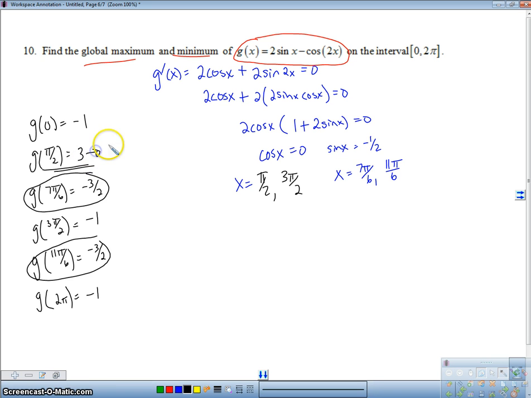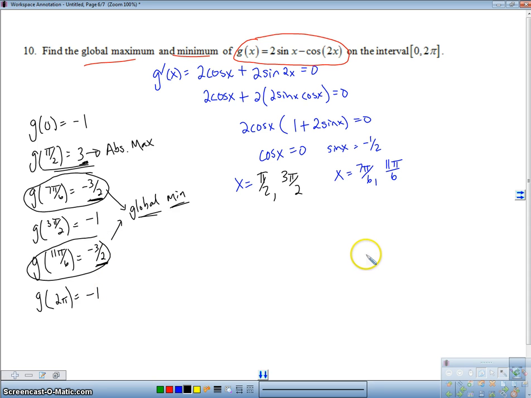So right here we have an absolute max. The absolute max is 3 at x equals pi over 2. And the absolute min, the global mins, we've got 2 of them. Now they can be the same number. That's still global. They're the lowest they could possibly be, right? So we've got a global min at x equals 7 pi over 6 and the next value of 11 pi over 6. But our y value for our global min, sorry, did I say x? I meant min. Global min is going to be negative 3 halves.